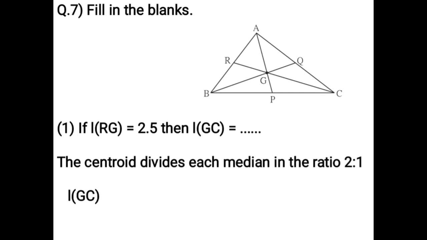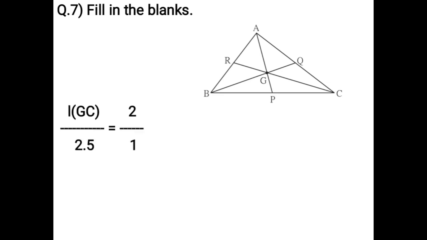That is, length of GC upon length of RG is equal to 2/1. Then you have to substitute the value. Length of GC you have to write as it is, upon length of RG, which is given as 2.5, is equal to 2/1.